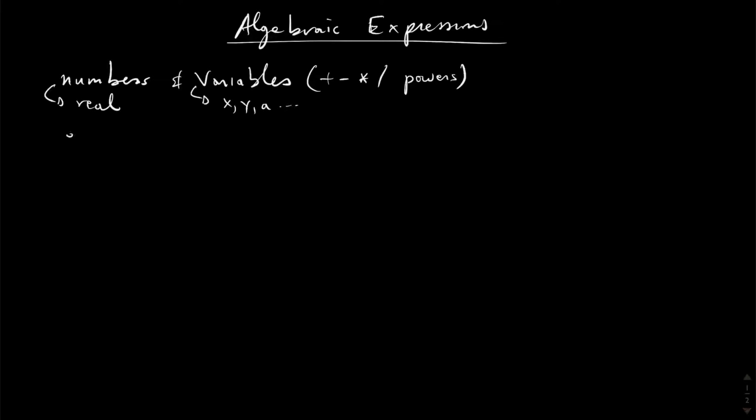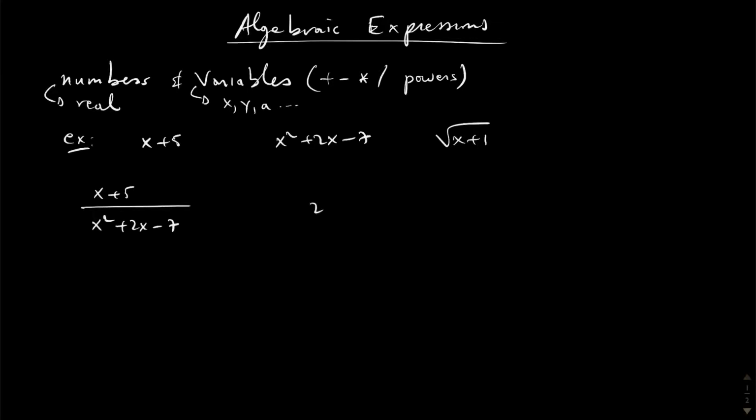As examples, here are a couple of algebraic expressions. You have x plus 5, x squared plus 2x minus 7, the square root of x plus 1, x plus 5 divided by x squared plus 2x minus 7, and you have 2 to the power of x plus 1. Now, the first two expressions here are very particular. Those are known as polynomials. So you have x plus 5 and x squared plus 2x minus 7 as polynomials.